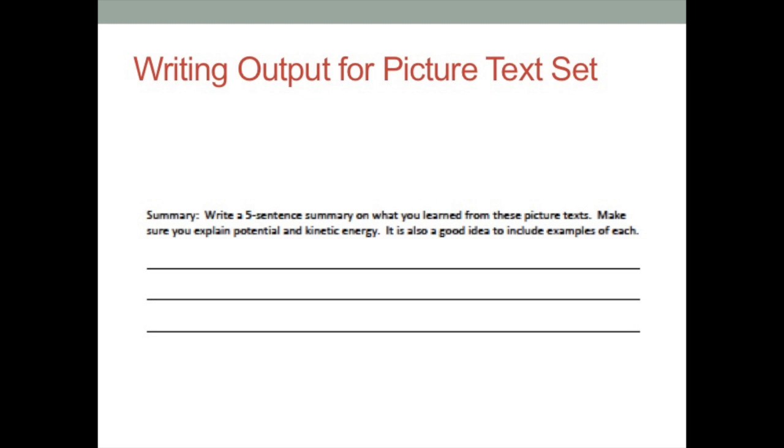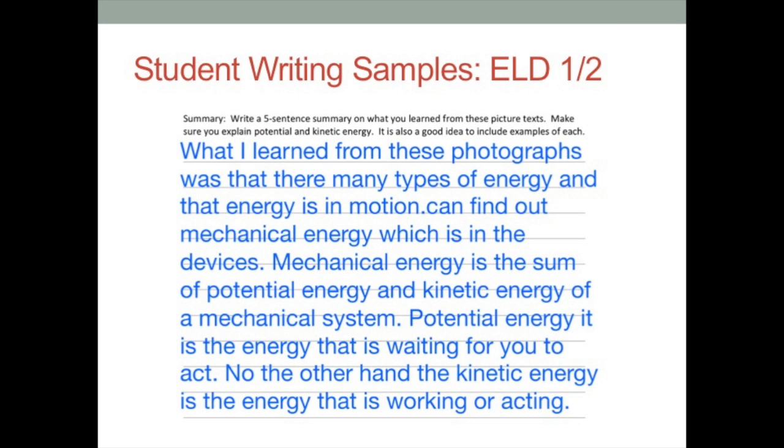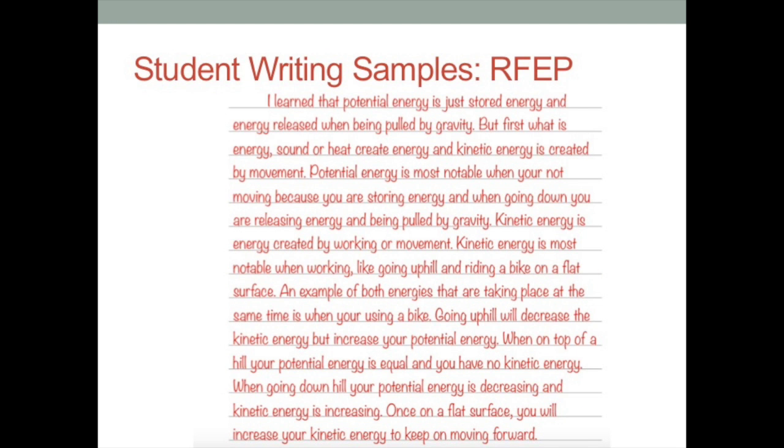At the end of the picture text set, students were asked to write a summary of what they learned from the picture text set. What follows are 2 writing samples from students with varying levels of EL proficiency. This writing sample is from an ELD 1-2 student. Despite not yet having any exposure to the concepts of kinetic and potential energy, this student was able to communicate the basic ideas behind the 2 concepts. Similarly, this RFEP student was able to accomplish the same task, but with greater English fluency.